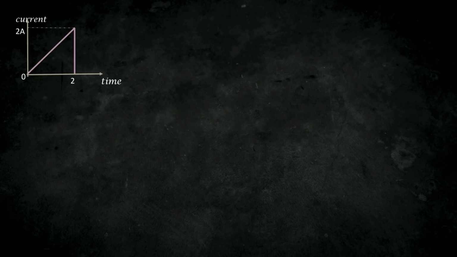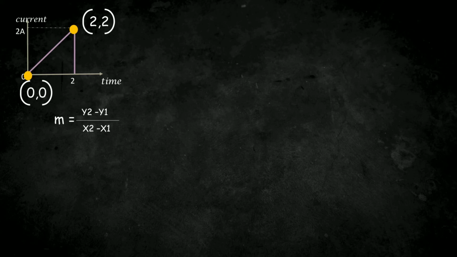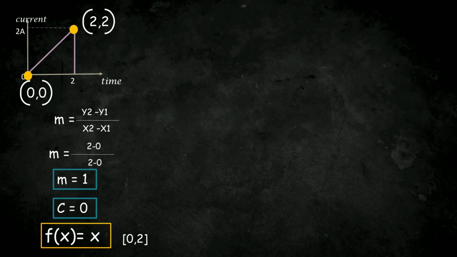Now let's consider this example. Here there is a linear function in the interval 0 to 2. The coordinate point of this point is 2, 2 and this point is 0, 0. The slope m is equal to y2 minus y1 divided by x2 minus x1. If we apply the coordinate points in our formula, we'll get the slope m as 1. Here the y-intercept c is 0. Therefore f of x is equal to x for the interval 0 to 2.